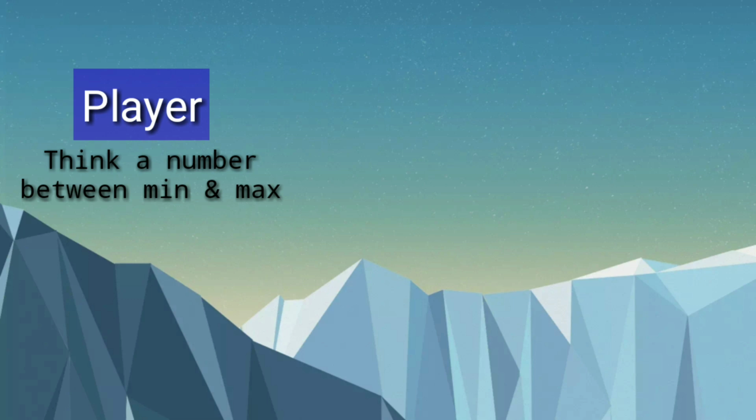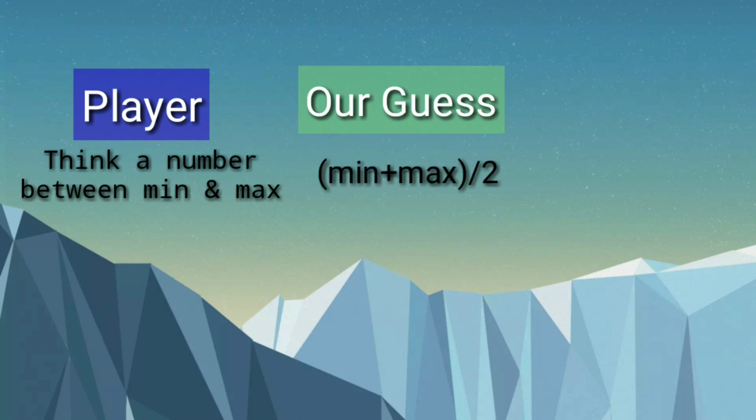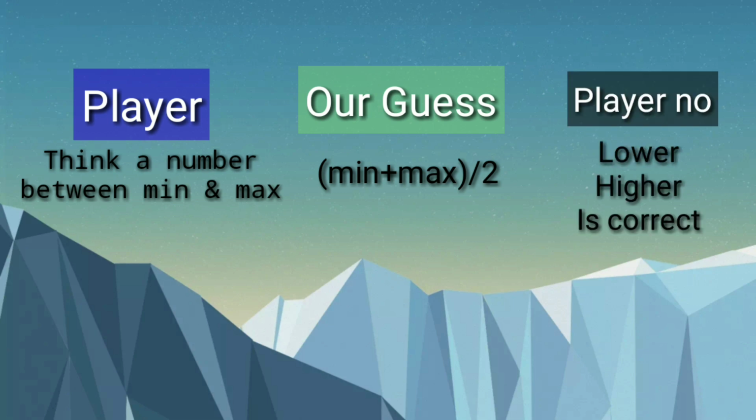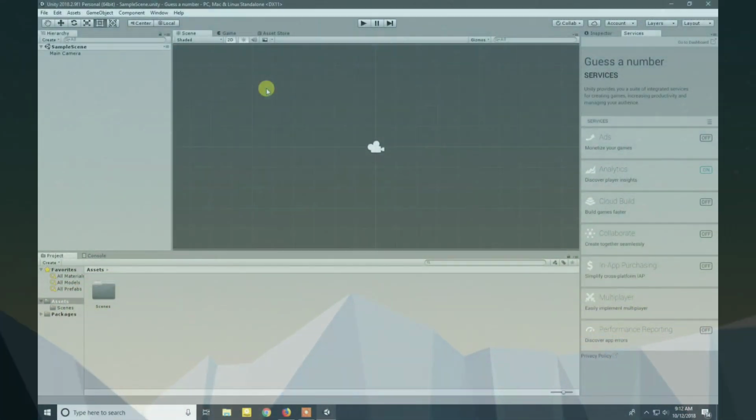In this game, we will ask a player to think of a number between minimum and maximum, and our guess will be minimum plus maximum divided by 2. Now we ask the player whether their number is lower or higher or is correct. If it is correct, then we start again by providing a different range, and if the guess is lower or higher, then we guess again and the process will be repeated. Now let's jump back over into Unity.